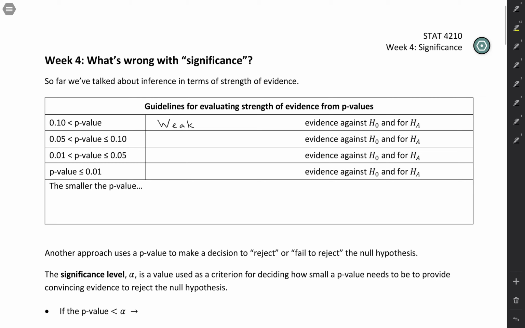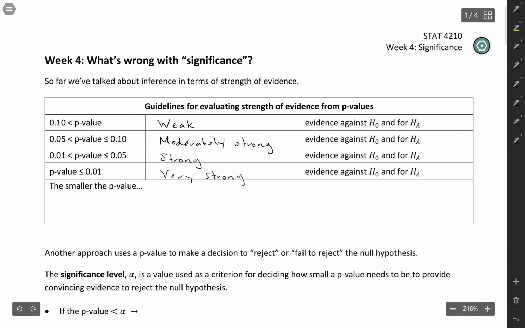If it's between 0.05 and 0.1, I would call that moderately strong evidence. These events would occur occasionally by chance, but it's still on the somewhat unlikely side. If the p-value is between 0.01 and 0.05, I would probably call that strong evidence. And if it's less than 0.01, something that would happen less than 1% of the time by chance, I would call that very strong evidence. Clearly, this is just a continuum. The smaller the p-value, the stronger the evidence.